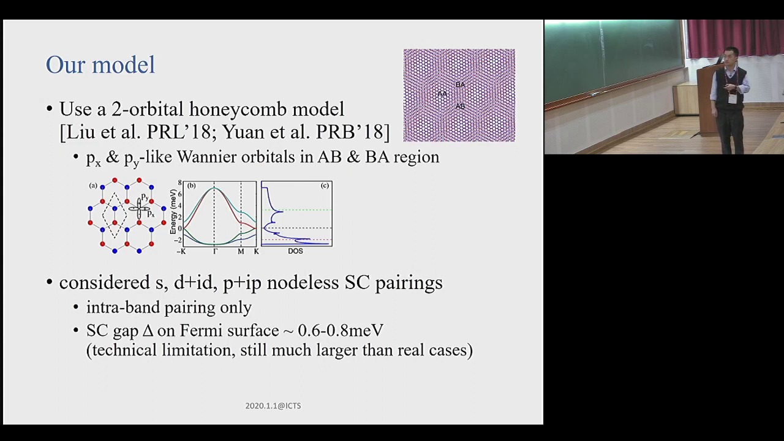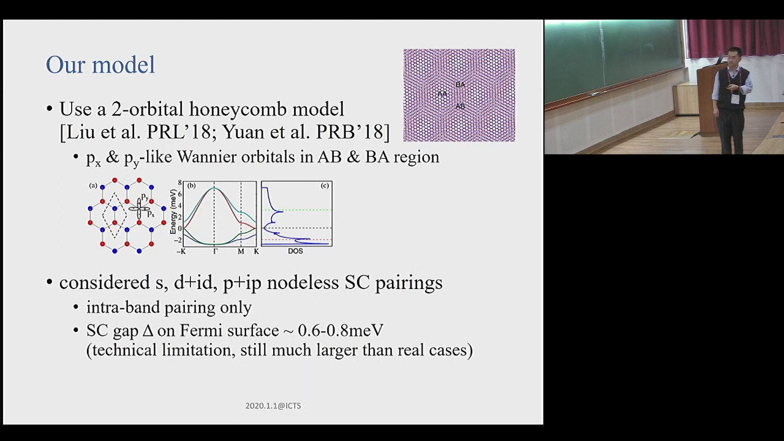And on top of this model, we consider various unconventional nodeless superconductors. For nodal superconductors, of course, you can easily detect them by other thermodynamic measurements. And there are also some subtleties: we only consider intraband pairing. So my pairing potential is really intraband. Although the bands are very flat, in principle this pairing can happen between the bands. We didn't consider that.